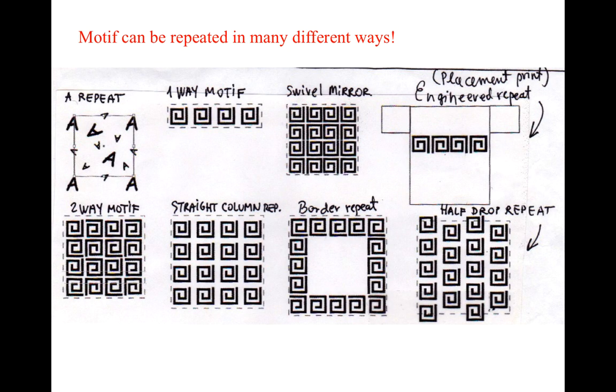So there's many different ways to repeat your design or to repeat your motif. So here you can see straight column. They're all just repeated straight way. And then here is a half drop repeat where you can have a little bit of offset in between the columns. So here they're halfway dropped to create a different variation of your repeat.